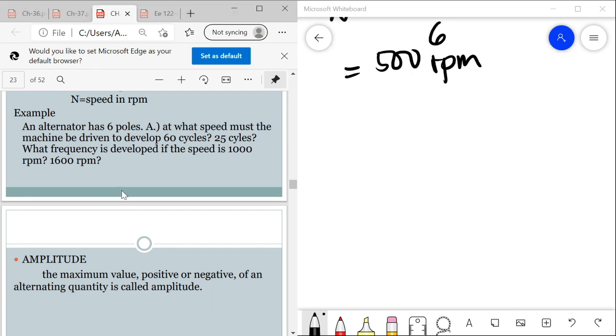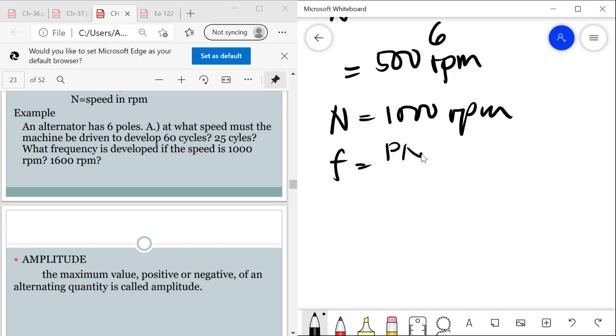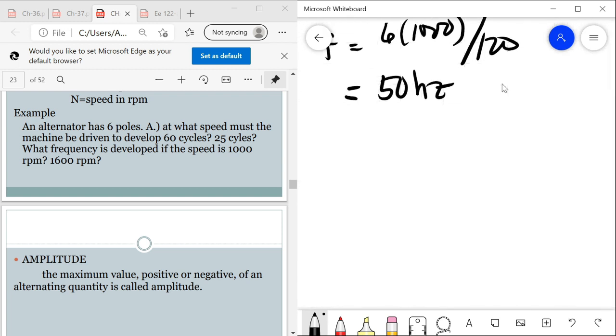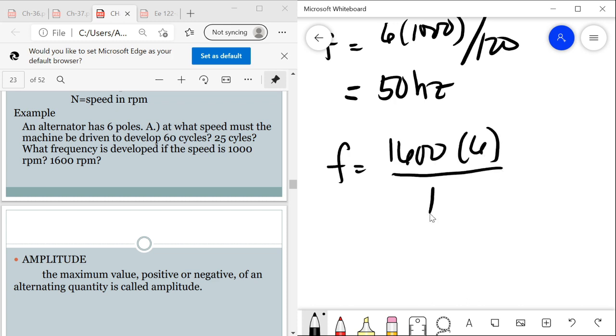What frequency is developed if the speed is 1000 RPM? So N is equal to 1000 RPM. Frequency is equal to PN over 120. So the frequency at 1000 RPM is the number of poles, 6, times 1000 divided by 120. That is equal to 50 Hertz. Next, 1600. So frequency is equal to 1600 times 6 divided by 120, which is 80 Hertz.